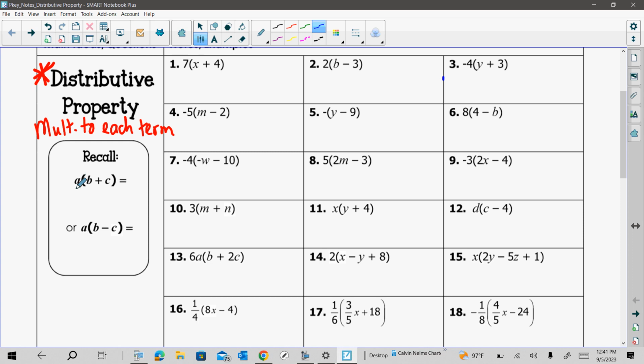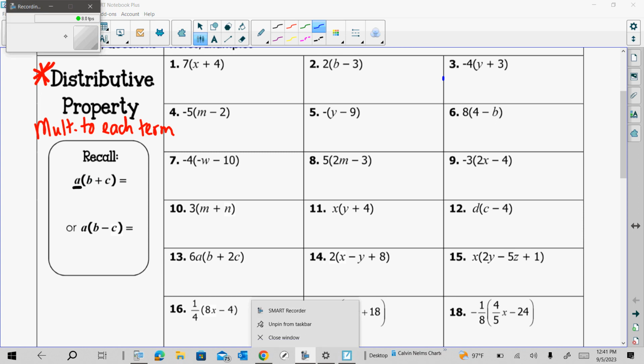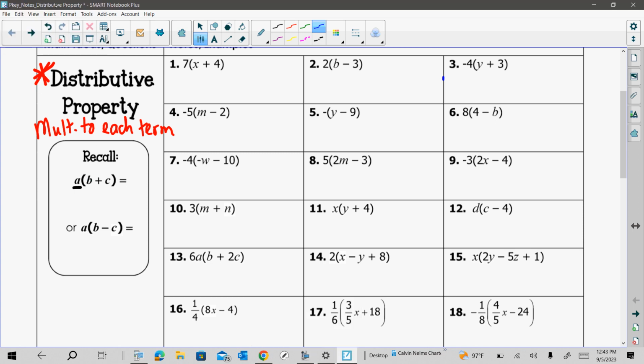So I underlined the A because that's what I'm distributing. Okay, sorry. Here we go. The A. Why is it not changing color? I'm using hippity hoppity distributive property to make sure you indicate and show.